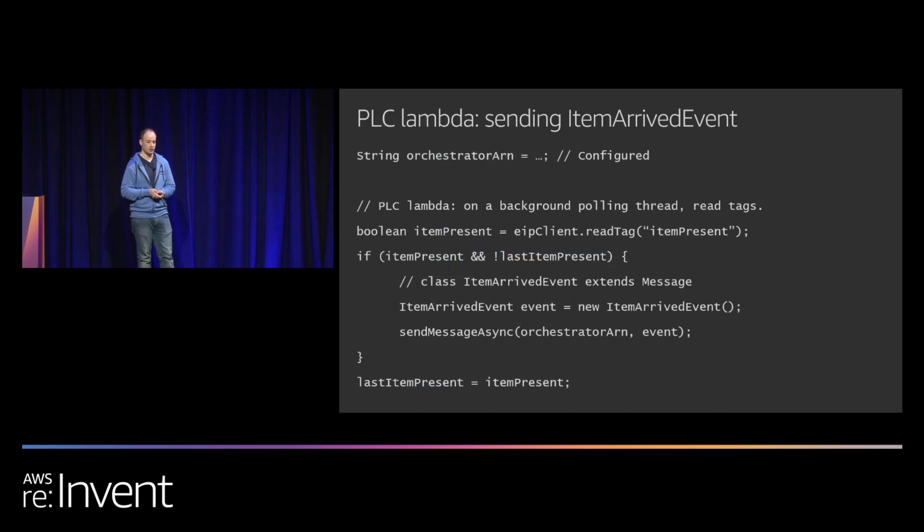So how do we actually do that in Greengrass? Well, we need a couple of pieces of simple information to construct this event. One, we need the orchestrator ARN, the Amazon Resource Name, so that the PLC lambda can target that message to the orchestrator. And we need the value of our item present tag. So here I'm simplifying and showing we have an Ethernet IP client that we're using to read the value of that tag, and we're monitoring it. And when it changes, we build a new item arrived event, and then we call a method, send message async, to send that item arrived event to the orchestrator.